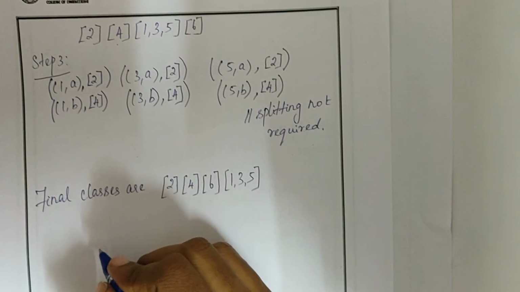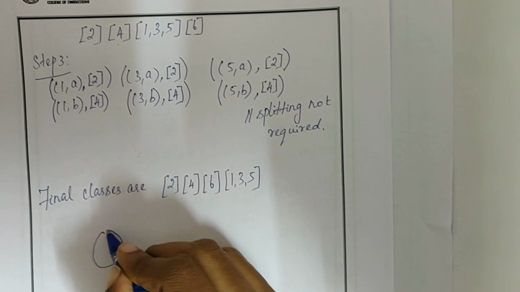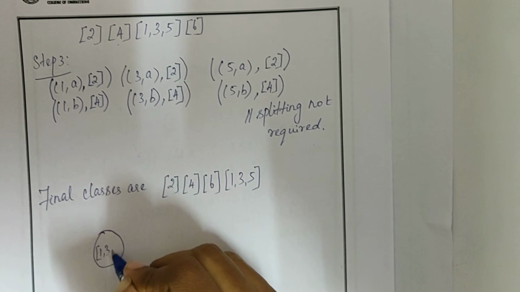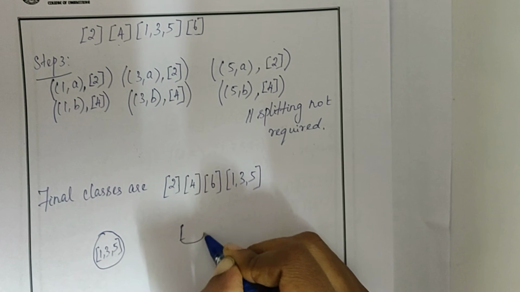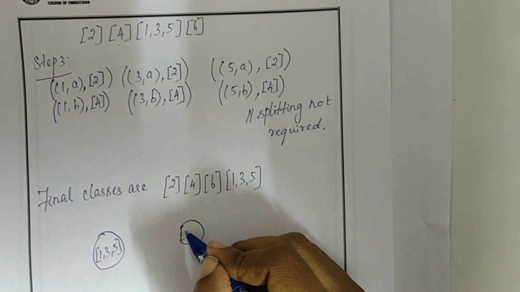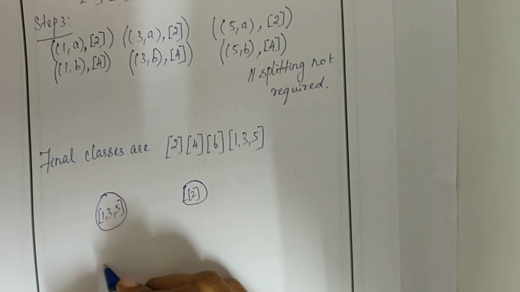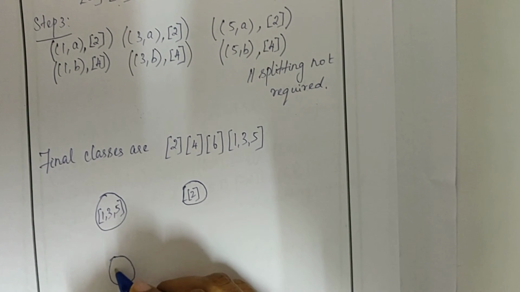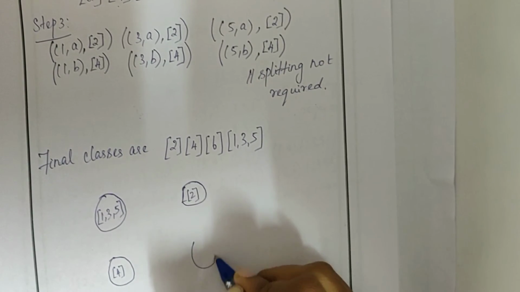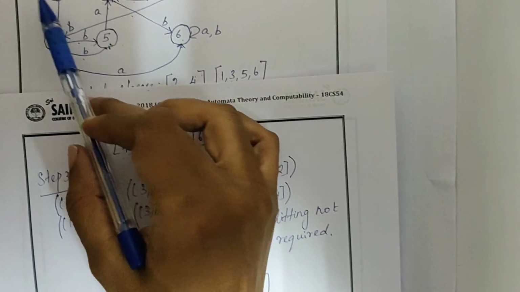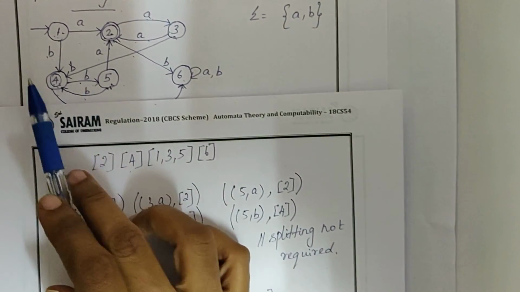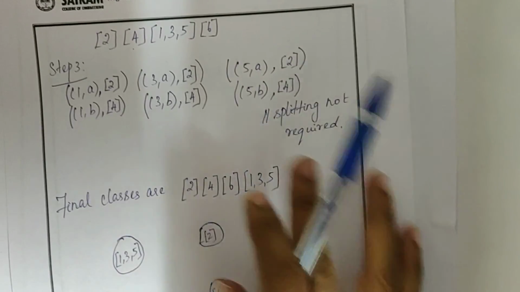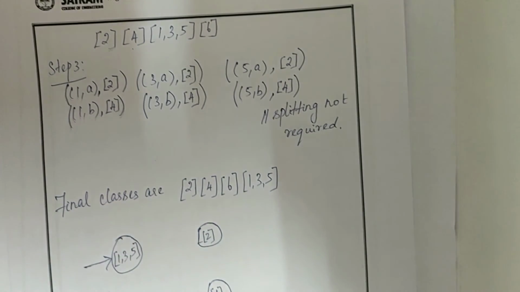Right. Now you can write 1, 3, 5 together. Next is 2. Next I'll write my 4 and 6. See the diagram? Which is the start state? 1. So here you could see, 1 is the start state. So where do I have this one? This class. So this will be my start state.